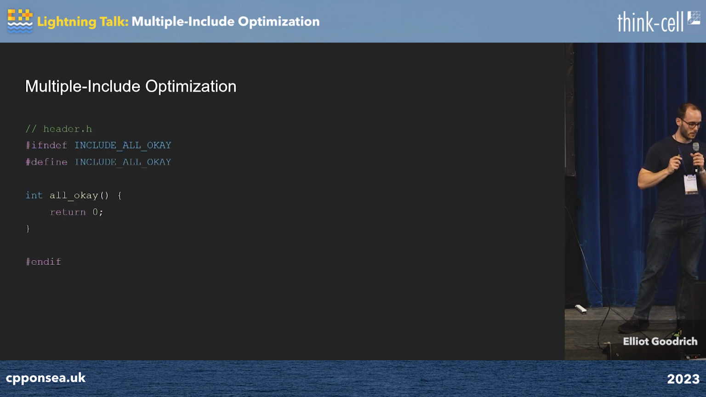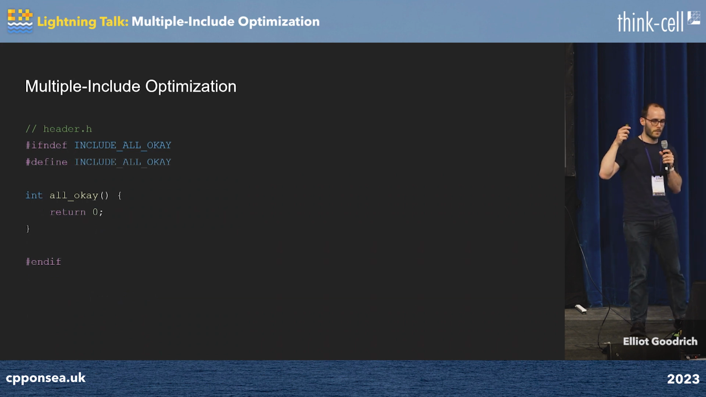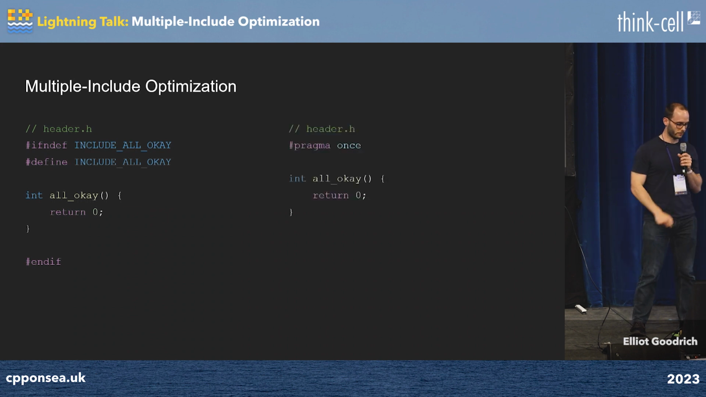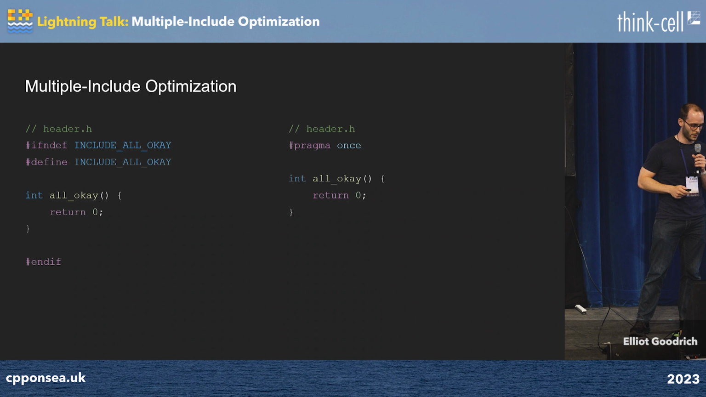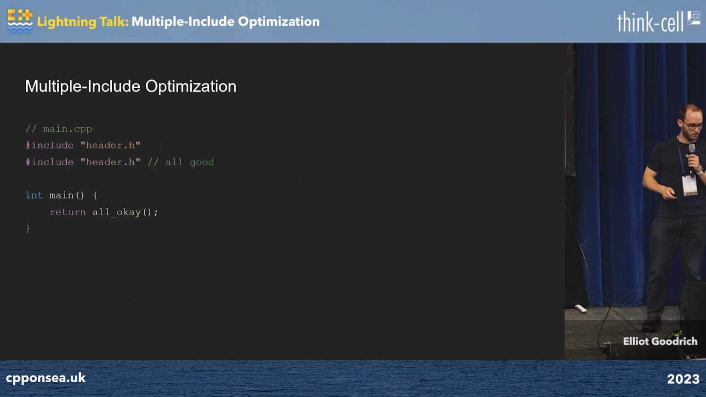Whoops. So we fix this with include guards. We check if this macro has not been defined. We define it, the rest of our body, end if, or pragma once. So much easier than this. And then this is all fine. We can include this thousands of times, no problem.